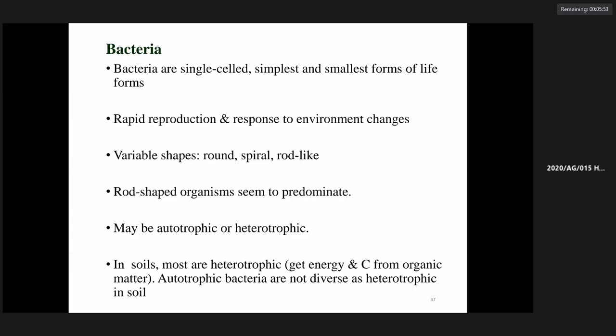They may be autotrophic or heterotrophic. In soil, most are heterotrophic. Heterotrophic means they get energy and carbon from organic matter. Autotrophic bacteria are not as diverse as heterotrophic bacteria in the soil.